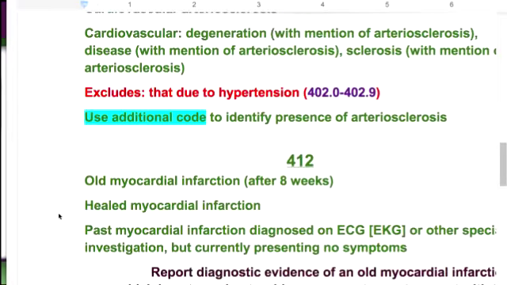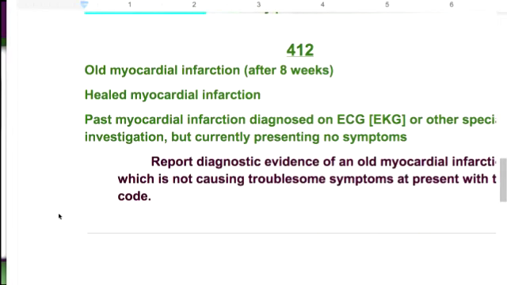Now, one that gets people sometimes is 412. This is a code that carries an HCC. It really does establish the level of disease in a patient, but it's an old myocardial infarction.